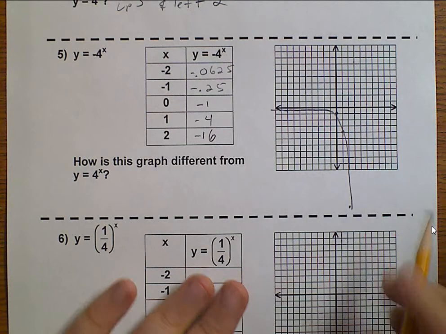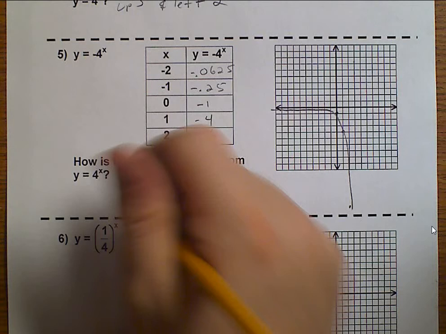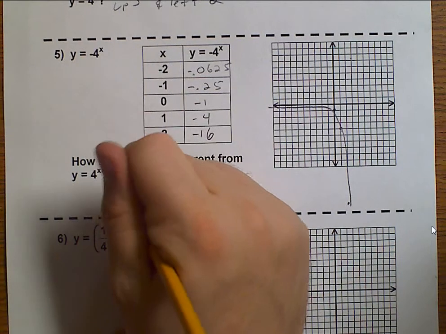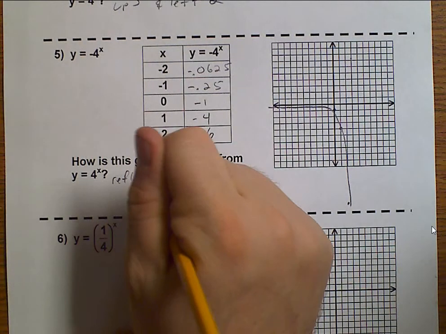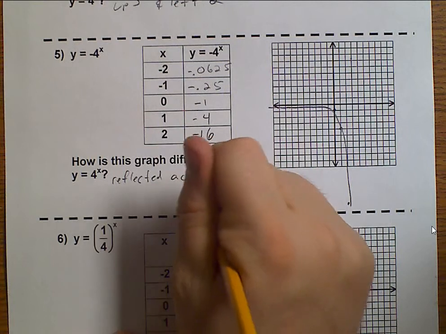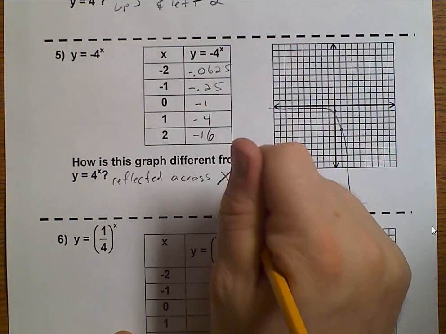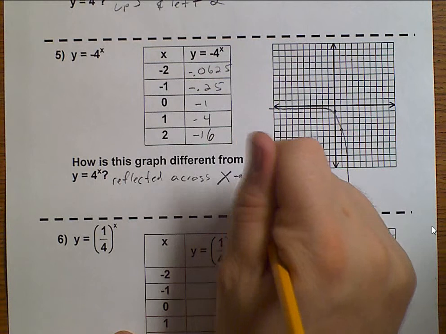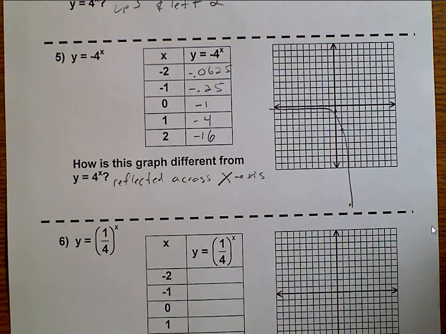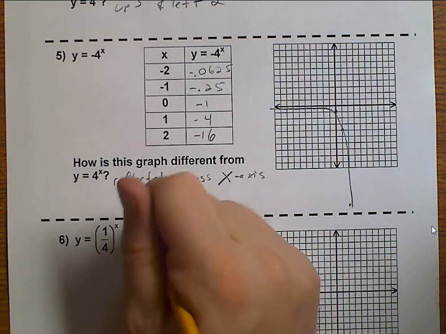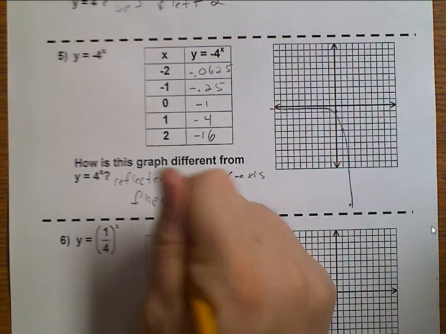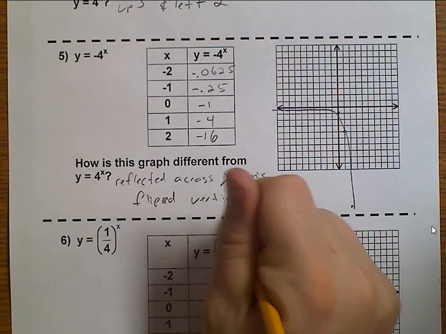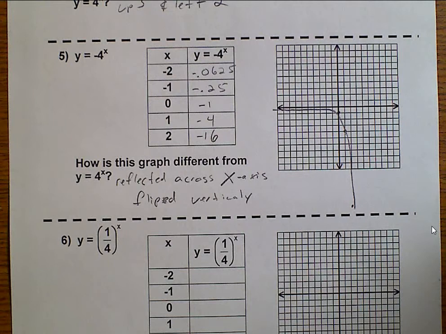upside down. So how is this different? It has been reflected across the x-axis. Okay? It's been reflected across the x-axis. Or you could say flipped vertically. Let's go ahead and take a look at number 6.